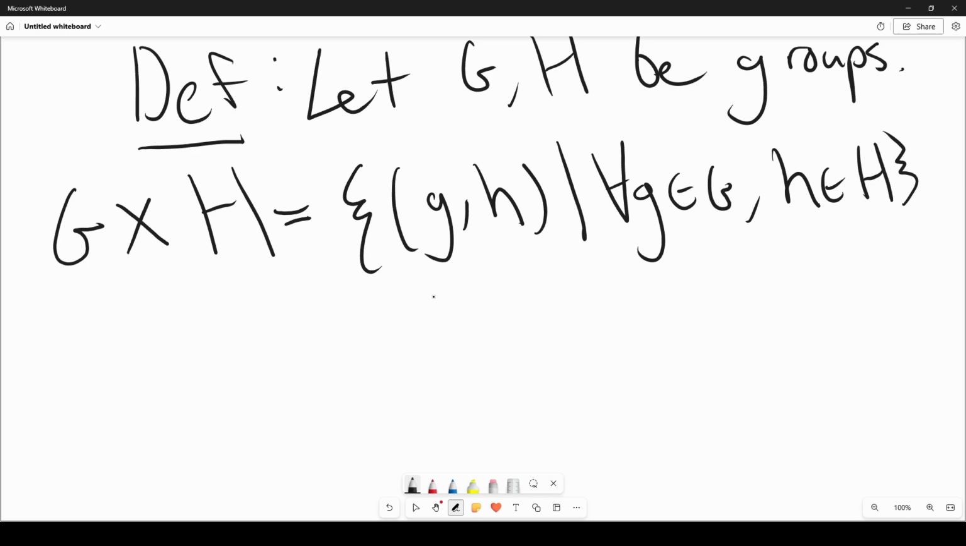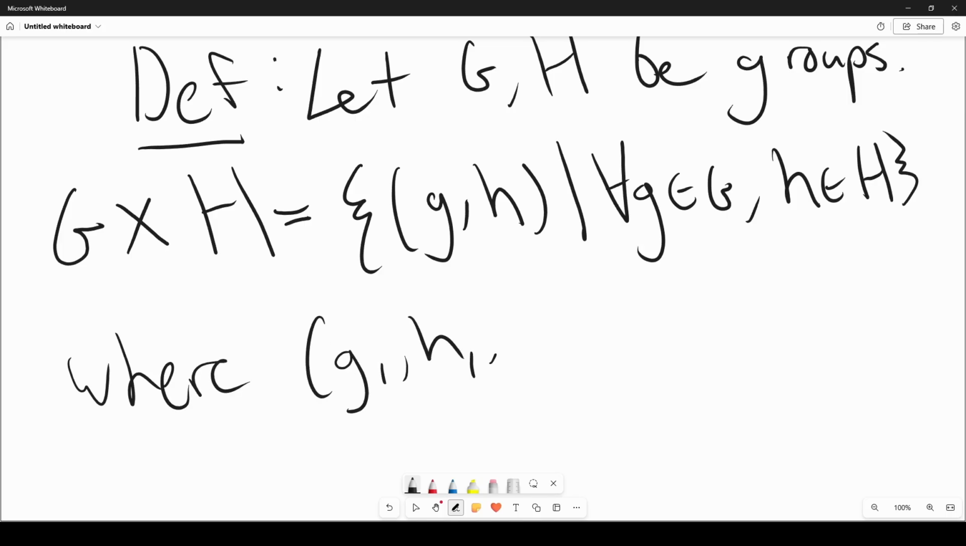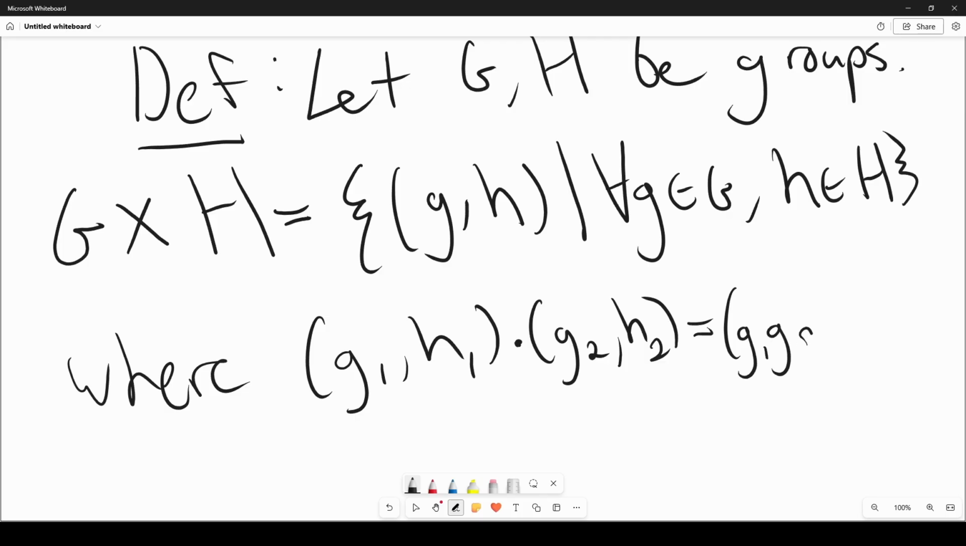And of course, what comes with the group is a multiplication law. So let's define the multiplication, where (g1, h1) dotted with (g2, h2) should equal (g1 g2, h1 h2). Hopefully that's a pretty natural idea to make it work that way.